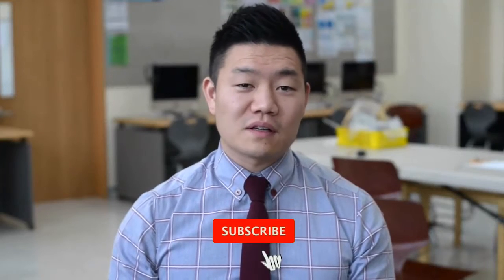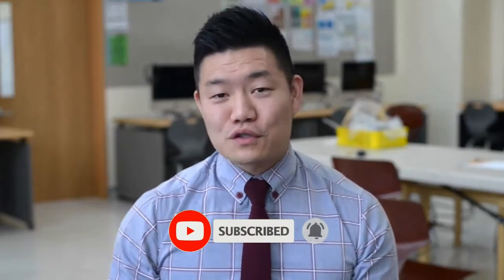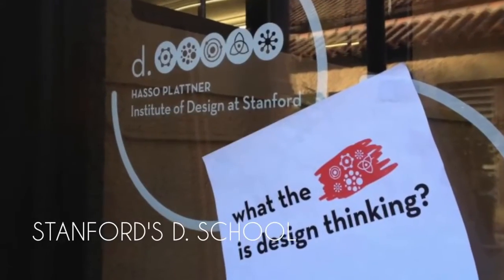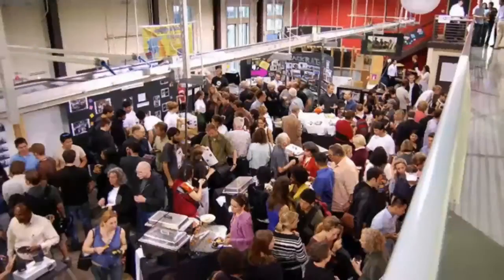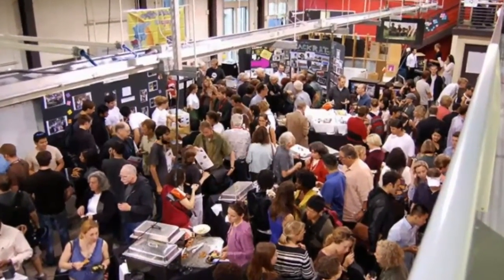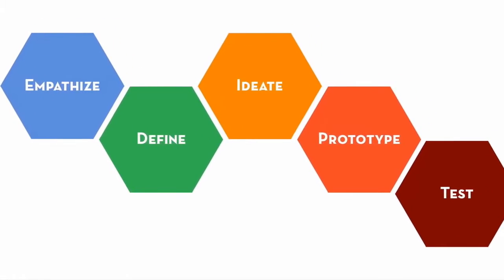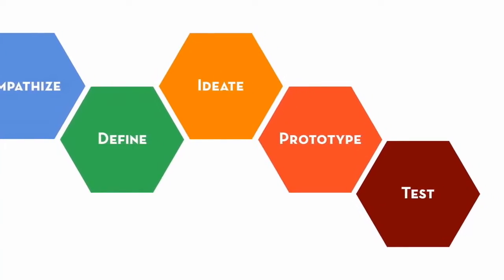One of the design approaches that we utilize in the STEM program is called design thinking, an iterative method that is used to solve complex problems with a huge focus on human-centered design and radical collaboration. Popularized by the Institute of Design at Stanford, also known as the D-School, the design thinking method generates creative solutions to real-world problems. The process involves 5 stages: empathize, define, ideate, prototype, and test.